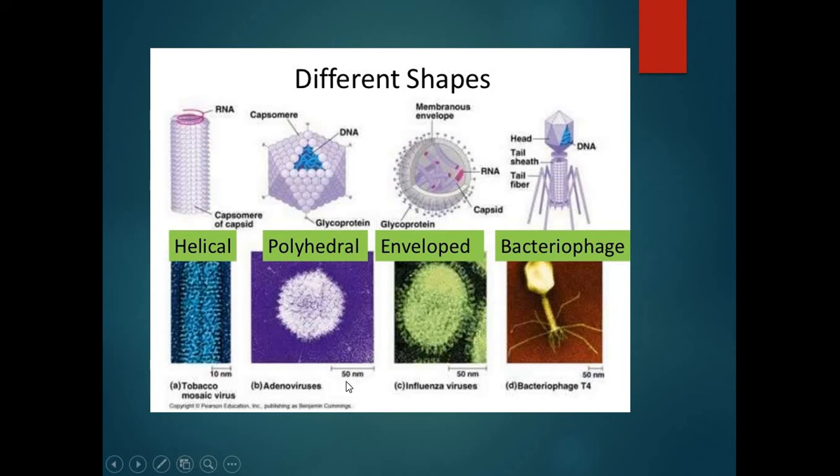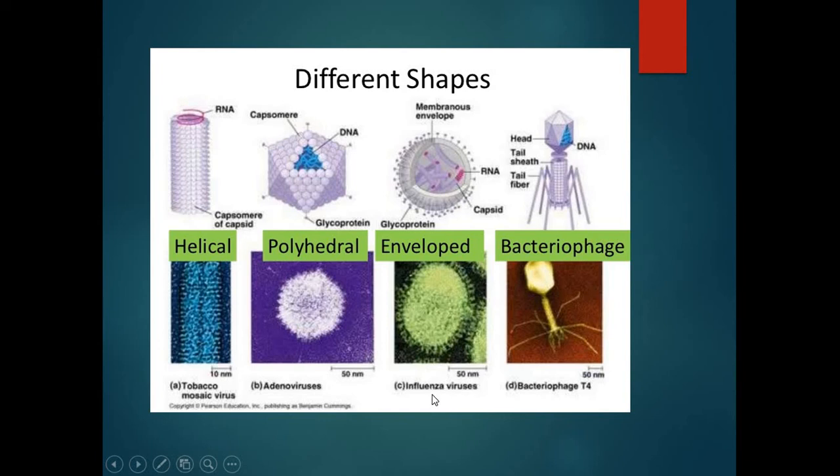Here you can see the adenoviruses. Adenoviruses have a size of 50 nanometers, and they have a structure called polyhedral or icosahedral. The nucleocapsid is made up of capsomeres and has glycoprotein on its surface in the form of spikes, which protects the DNA from external damage.